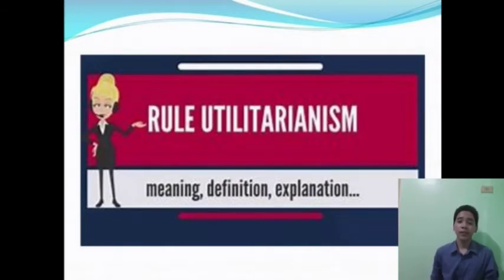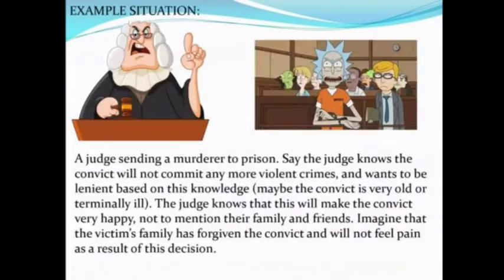So let's have an example situation here. A judge sending a murderer to prison. Say the judge knows the convict will not commit any more violent crimes and wants to be lenient based on this knowledge. Maybe the convict is very old or terminally ill. The judge knows this will make the convict very happy, not to mention their family and friends. Imagine that the victim's family has forgiven the convict and will not feel pain as a result of this decision.